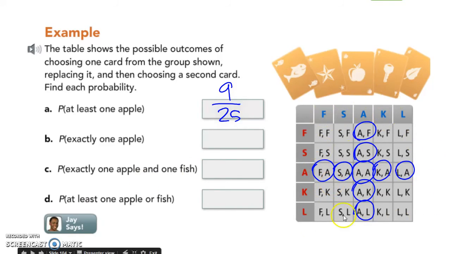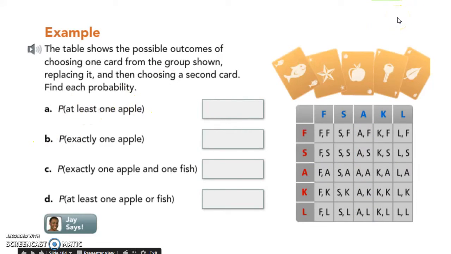Okay, so you use either the list, the tree diagram, or the table to get your sample space, and then you just count how many out of the sample space is going to give you whatever the probability you're finding. Okay, this has been a real quick, real brief review of probability.